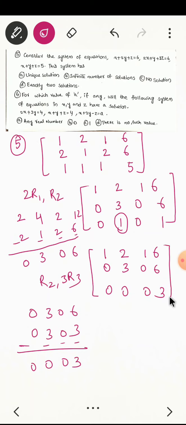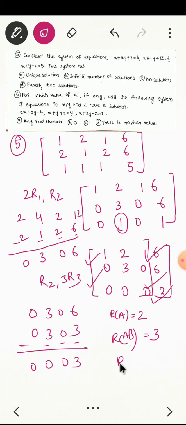Now I cannot perform any more operations. If it was a 4 by 4 matrix, then again we would keep a number here and make this 0. But here we don't have anything. So up to here, rank of A: how much? Number of non-zero rows, 2. Rank of AB means the total matrix. This is a non-zero row, non-zero row, non-zero row. Rank of AB is 3. Rank of A is not equal to rank of AB. That means no solution, as you people know. Option C is correct.